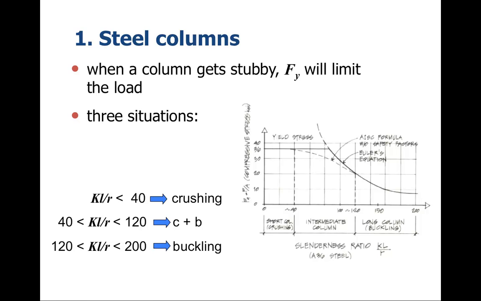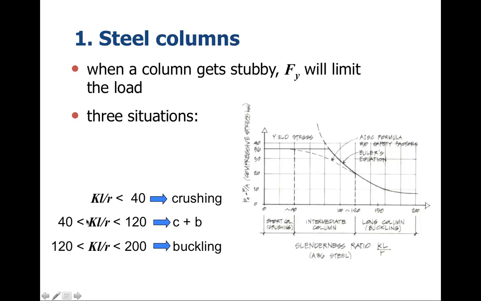All right, some other things related to steel columns. When the column gets short and stubby, F sub y will limit the load, F sub y being the allowable stress in crushing. So we have three situations. One is where K times L divided by R is less than 40. Here we have the crushing response. This would be in this particular zone right here. The column here is behaving as a short, stubby column, and we're looking at crushing.